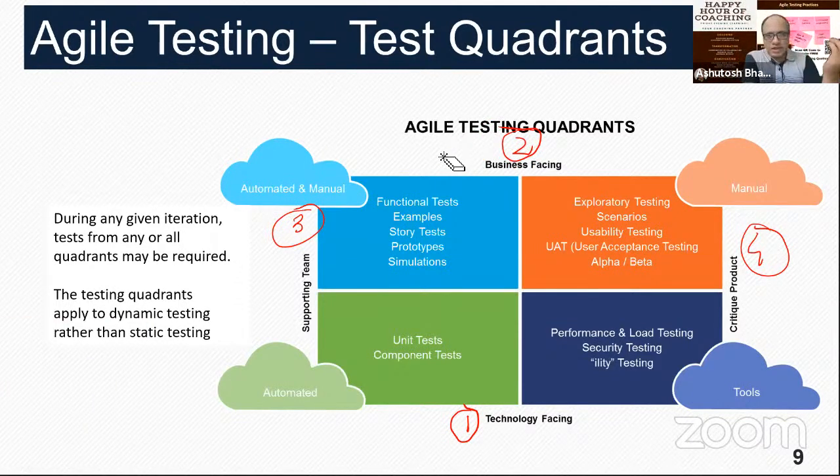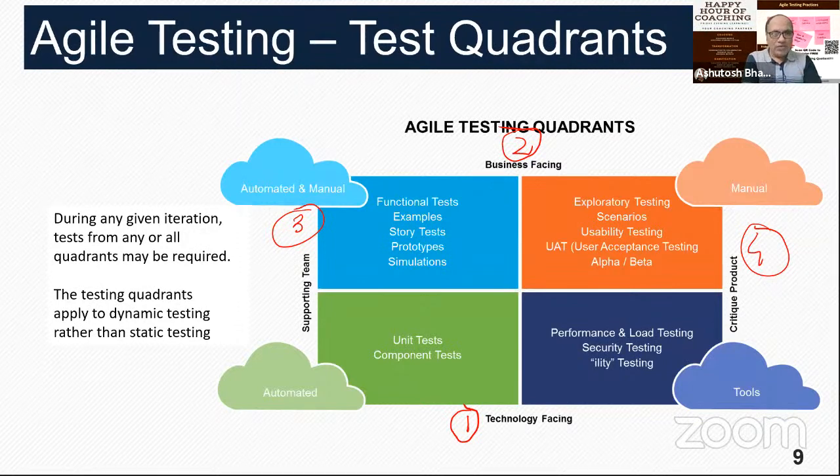The next tile which is of interest to us is the blue color tile, a combination of 2 and 3. Business facing tests which support the team. There are a lot of business facing tests which are also supporting the team, like story tests, wireframe tests, prototyping, simulation. And this is a mix and match of automation and manual. So these types of tests are a mix and match of automated test cases and manual test cases.